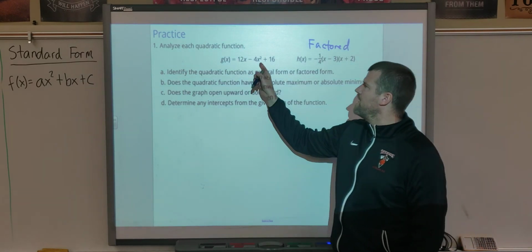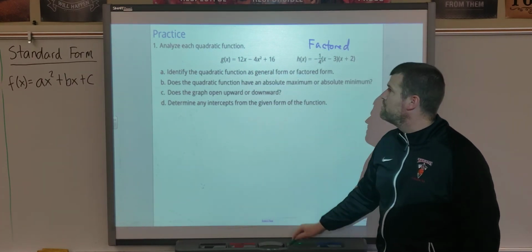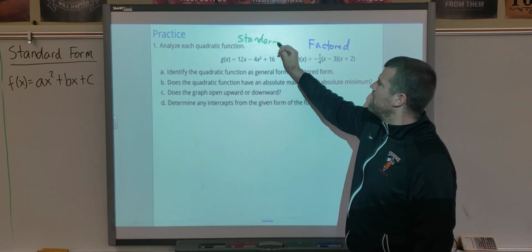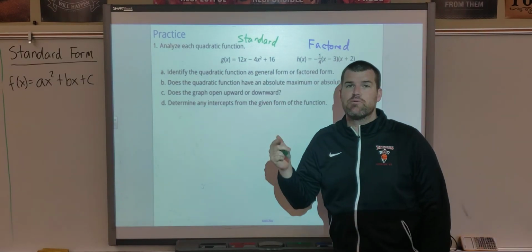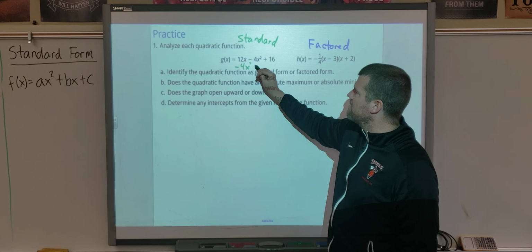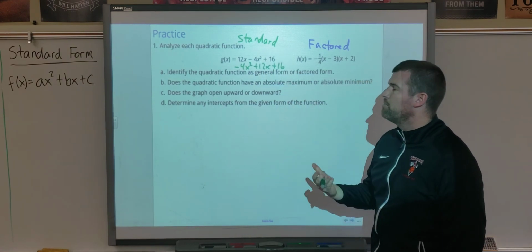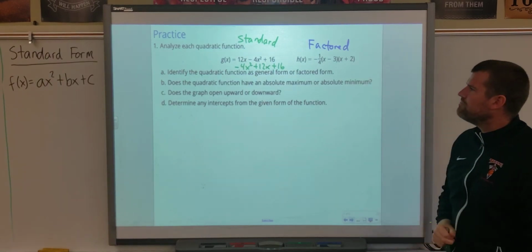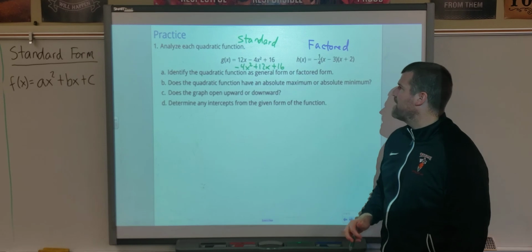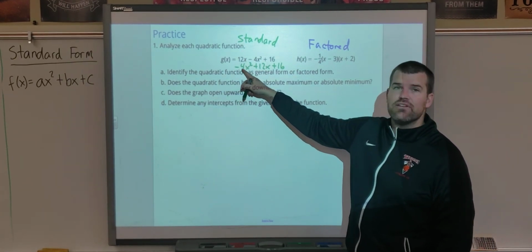But if it's our ax squared plus bx plus c, this is going to be our standard form. Now, I'll be honest, if you gave me standard form like this, I wouldn't be too happy. I would expect you to rearrange it into -4x squared plus 12x plus 16, but it's still standard form. Does the quadratic have an absolute maximum or absolute minimum? Well, this one has a negative a value.